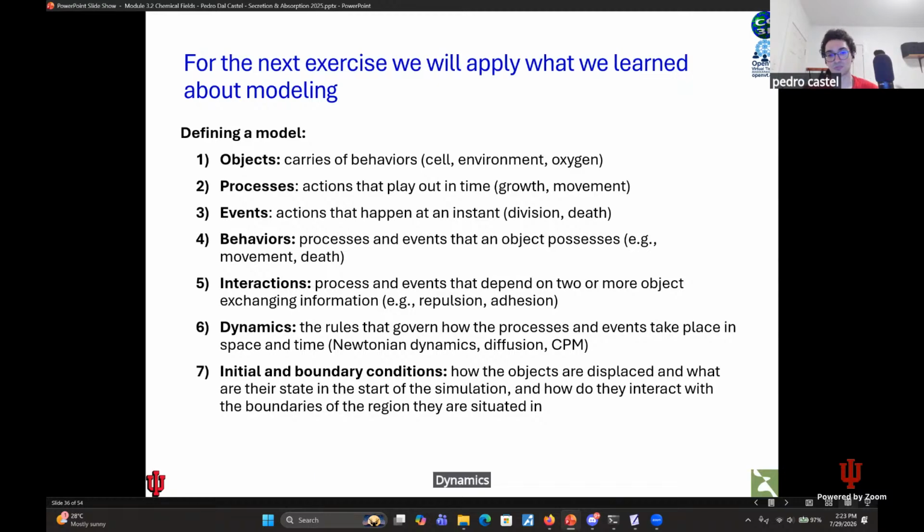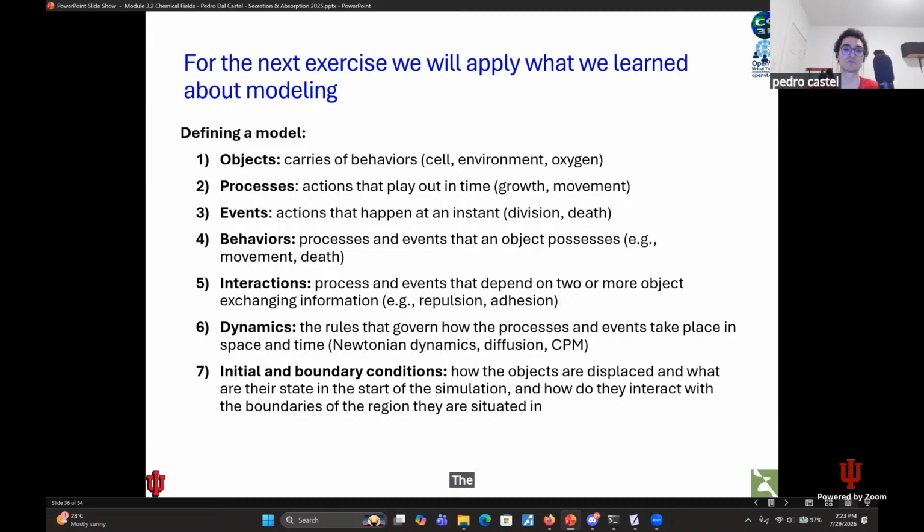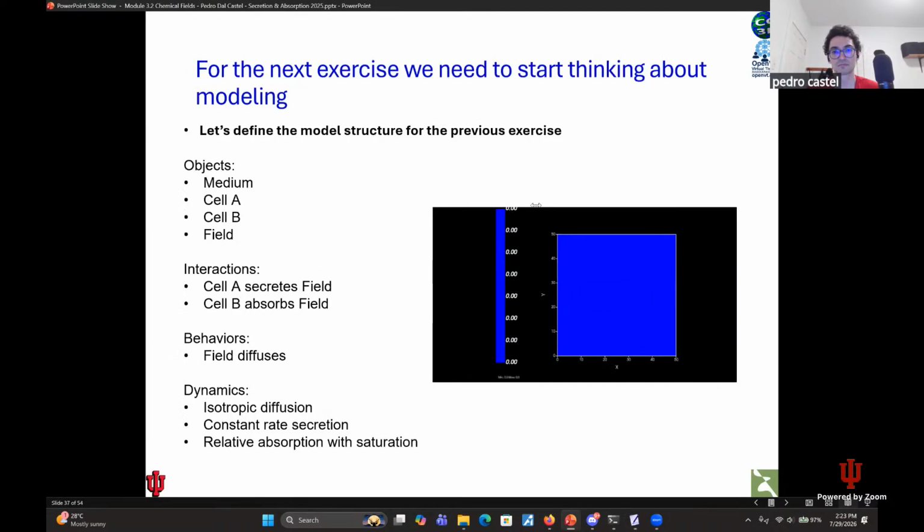Dynamics are the rules that govern how these processes and events take place in space and time. For example, Newtonian dynamics, the diffusion equation that we saw, the Cellular Potts model. They are the orchestrators of the system. And you also have the initial and boundary conditions: how the objects are initially displaced, how they interact with the boundaries.